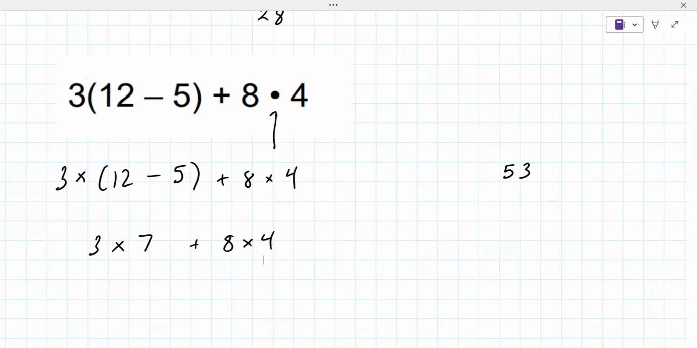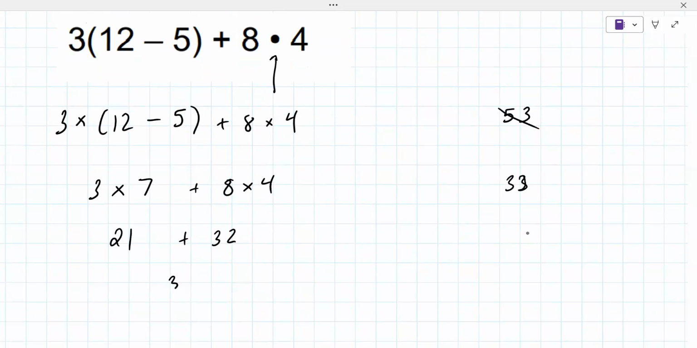33. So let's take a look here. New answer 33. 3 times 7 is 21. 8 times 4 is 32. Add them together and you get 33.